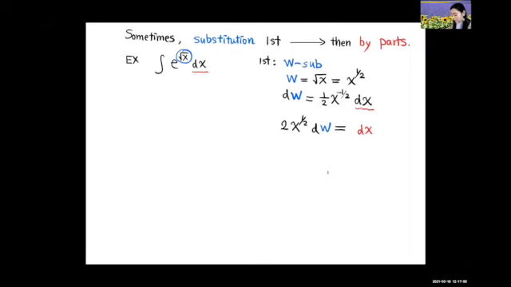Now remember, when we do the substitution, I want this dx to be all in terms of w. I still have the x to the 1/2 power here. So I want to relate this to w. Now, we know that w is x to the 1/2 power. So this is just w. So dx is 2w dw. So it has to be all in terms of w.